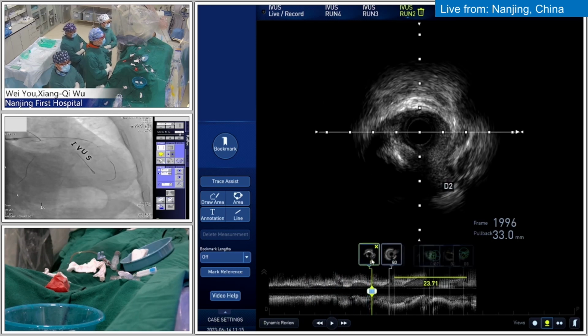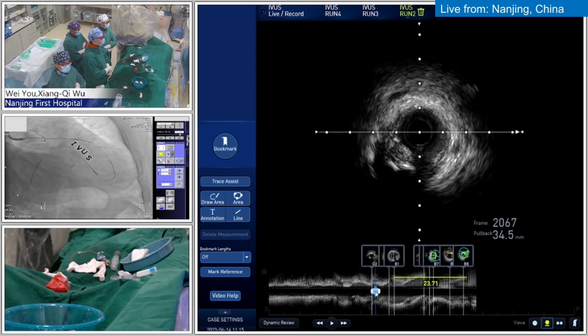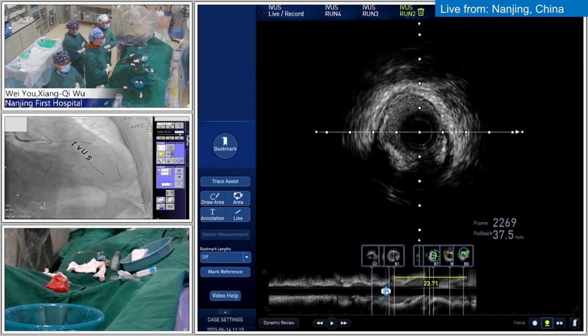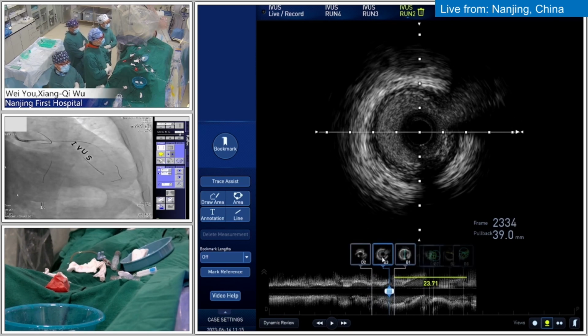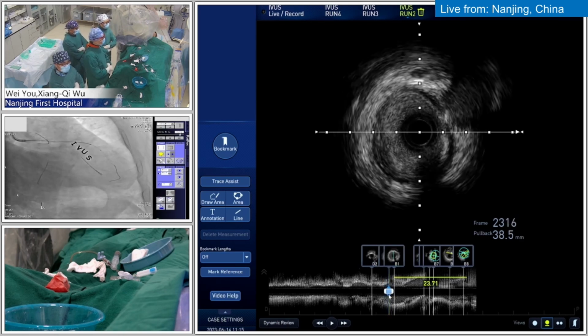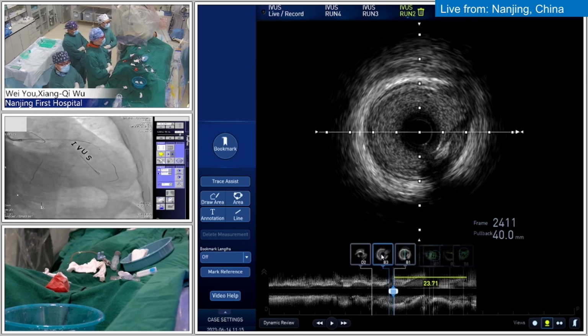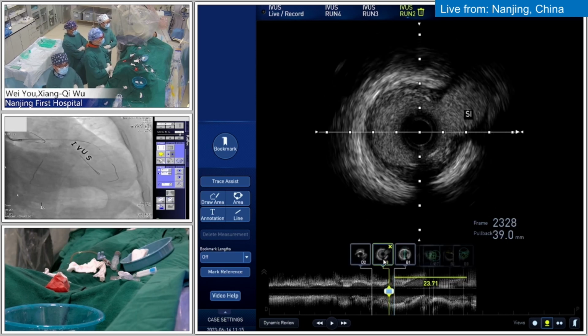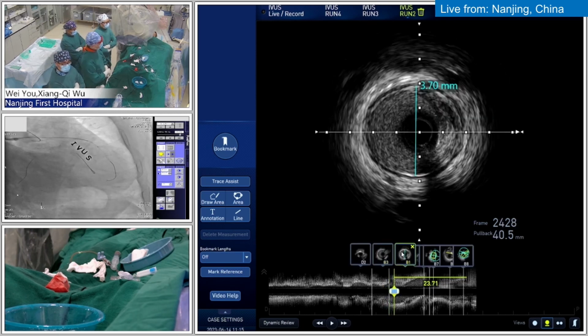Here, this is the second diagonal. Here we can see the eccentric plaque, and here is near the muscle bridge. And then pull back, we can see this vessel is normal near a big septal. So the distal narrowness is very short. And then here, this point can be the distal landing zone. And here the vessel diameter is about 3.7 millimeter.